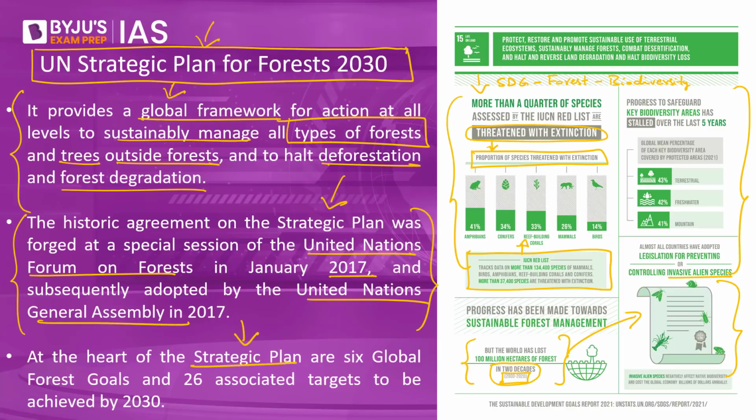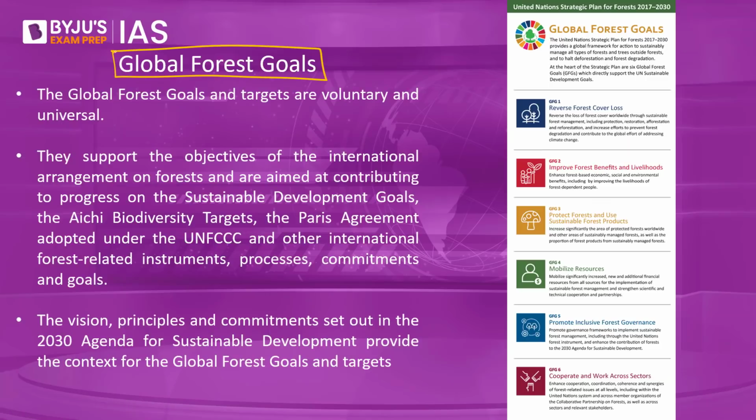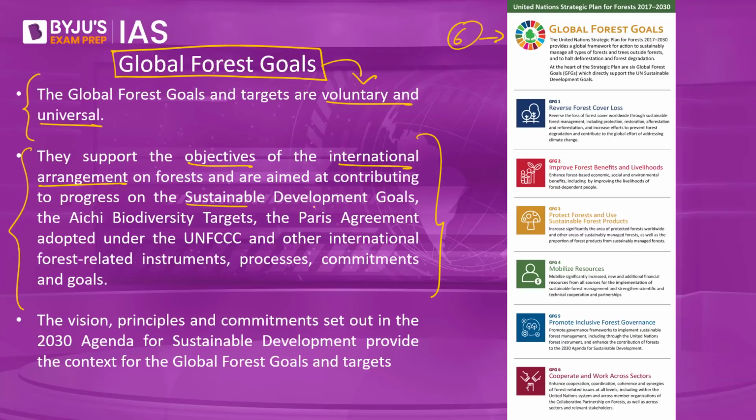The key pillar of this strategic plan are the 6 global forest goals that have been recognized, along with 26 associated targets, which are to be achieved by the member countries by 2030. These global forest goals identified under the UN Strategic Plan for Forests are voluntary in nature and universal. These 6 goals support the objectives of several other international arrangements, including the SDG targets, the Aichi biodiversity targets of the Convention on Biological Diversity, the Paris Agreement and the Climate Change Convention, and other related environment and forest related agreements.